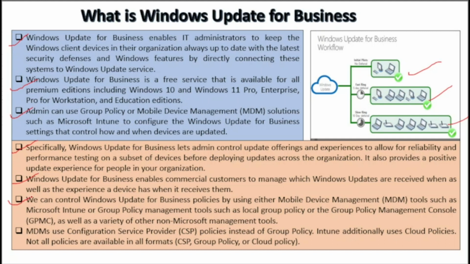We can control Windows Update for Business policies by using either mobile device management tools such as Microsoft Intune, or group policy management tools such as local group policy or the Group Policy Management Console, as well as a variety of other non-Microsoft management tools. MDM uses configuration service provider (CSP) policy instead of group policies to manage Windows Update for Business. Intune additionally uses cloud policies. Not all policies are available in all formats, like CSP, group policy or cloud policy.